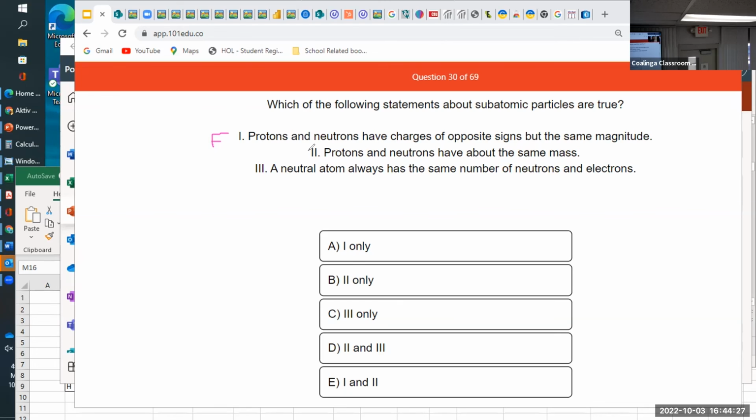Protons and neutrons have about the same mass. Not always true, I don't think. Okay, it says protons and neutrons have about the same mass. You guys say it's false? What are you gonna say? It's true. Okay, how many of you say it's true? Raise your hand.